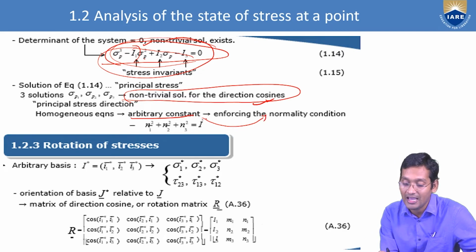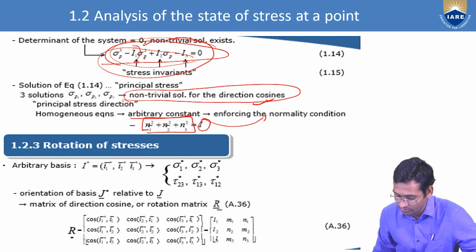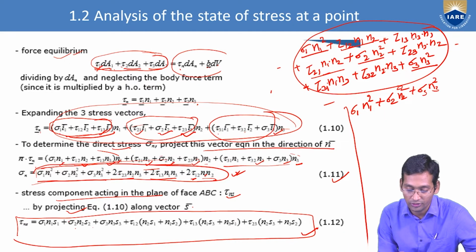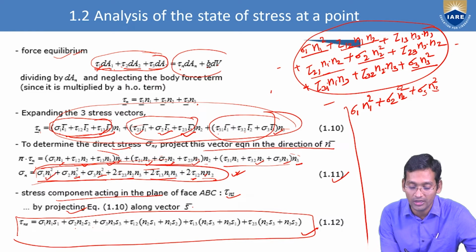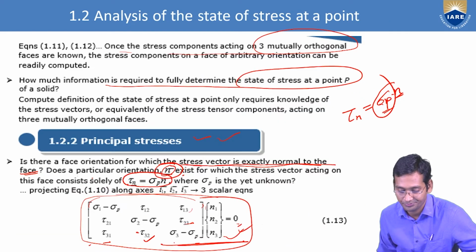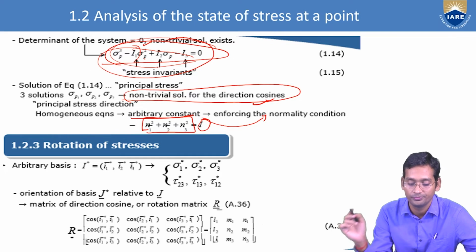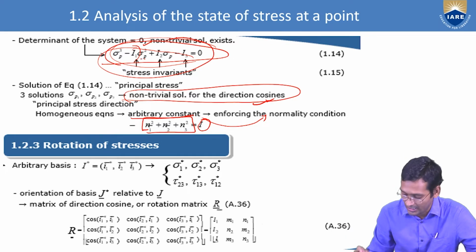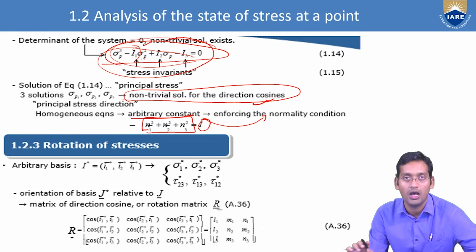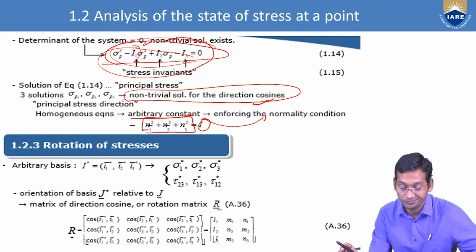So now where I is what? N1 square, N2 square, and N3 square. This we had already seen in this equation here. N2 square, N3 square, N1 square. So instead of that, here we used I1, I2, I3 in this equation. Okay, so you can see this and the earlier equation are the same only.